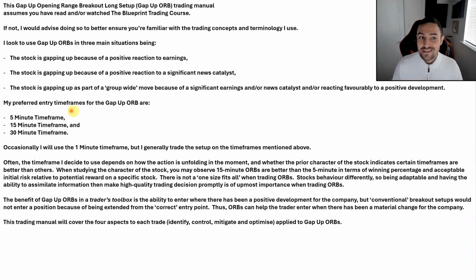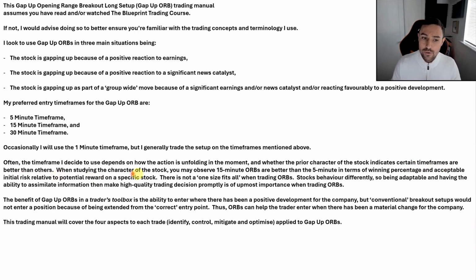My preferred entry timeframes for the gap up ORB are the 5-minute, the 15-minute, and the 30-minute. Very occasionally, I will use the 1-minute time frame, but generally, I'm looking to enter the positions on either the 5, the 15, or the 30-minute time frame. Often, the time frame I decide to use depends on how the action is unfolding in the moment and whether the prior character of the stock indicates certain time frames are better than others.